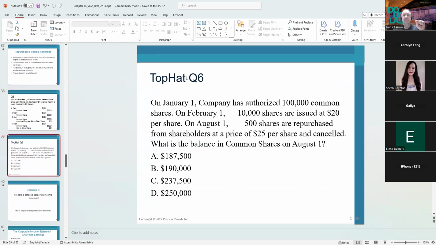Okay, next question. On January 1st, the company has authorized 100,000 common shares. On February 1st, 10,000 shares were issued at $20 per share. On August 1st, 500 shares were repurchased from the shareholders at a price of $25 per share and canceled. What's the balance in common shares on August 1st?